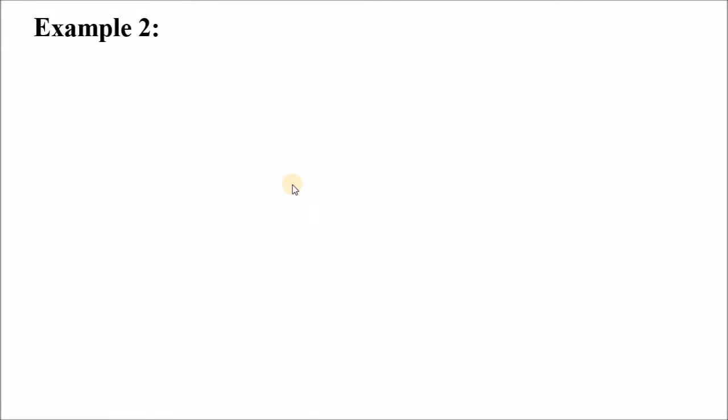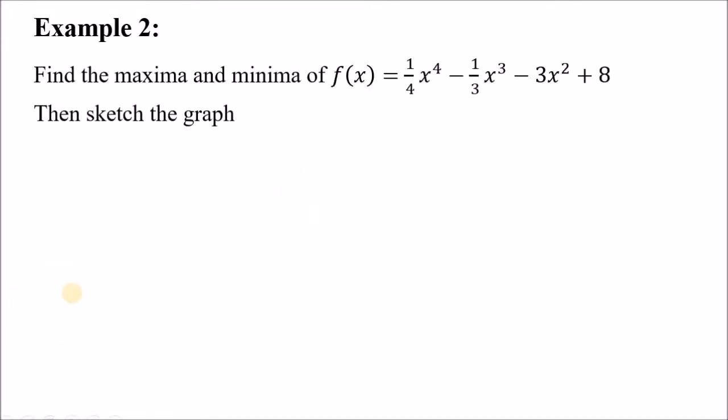Here is another example to find the relative maxima and minima of a graph. Find the maxima and minima of f of x is equal to 1 over 4 x to the fourth minus 1 over 3 x cubed minus 3x squared plus 8. Then sketch the graph. So to find the maximum and minimum, we're going to find all of the points that make the derivative of the function equal to 0, or it makes the derivative undefined.